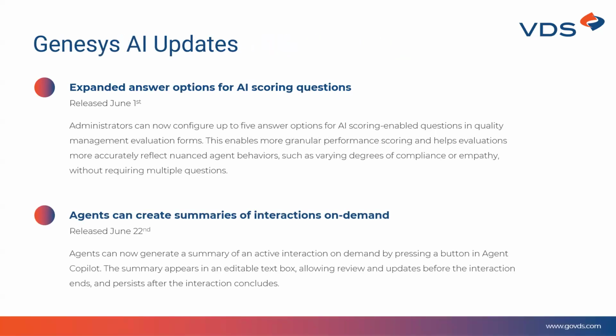And then finally, we'll wrap up with a few different Genesys AI updates. First one is on the quality management side, and that's the expanded answer options for AI scoring questions. Administrators can now configure up to 5 answer options for AI scoring enabled questions in the quality management evaluation forms.